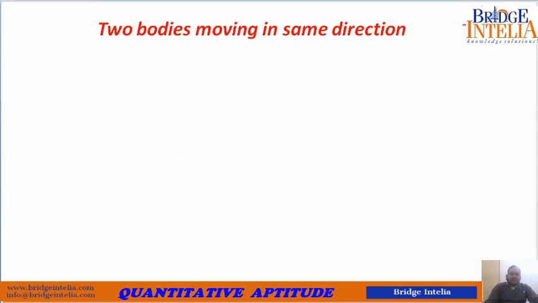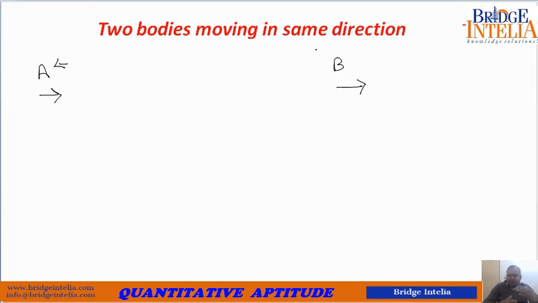Similarly, when two bodies are moving in the same direction, what does that mean? They are chasing each other, same direction. A is also going in the direction in which B is going. So it will look like A is trying to overtake B, or you can say A is trying to chase B. So, same concept. If one is trying to overtake the other, or if one is trying to chase the other, there must be some initial gap.